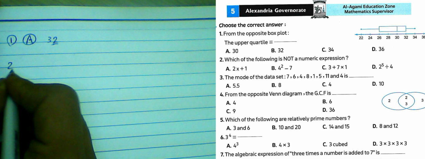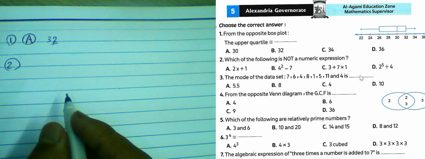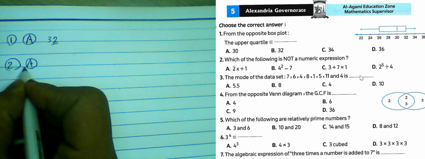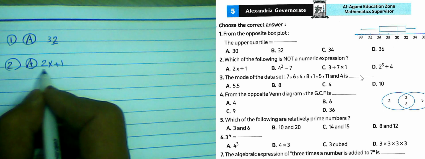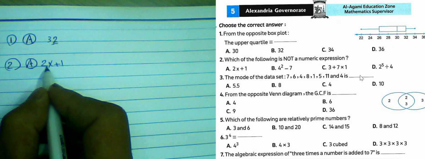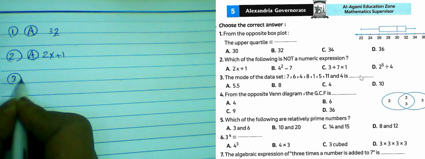Okay. Question number 2. Which of the following is not a numerical expression? We have a variable here in letter A. We have 2x plus 1, an algebraic expression, because we have a variable x here. Choose letter A.